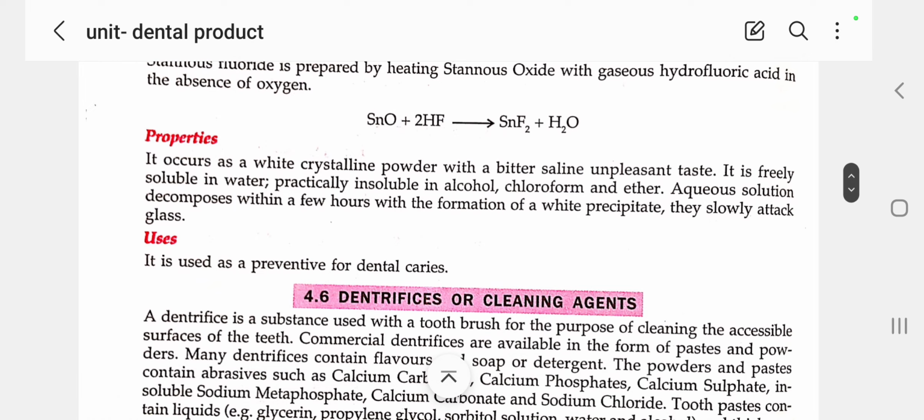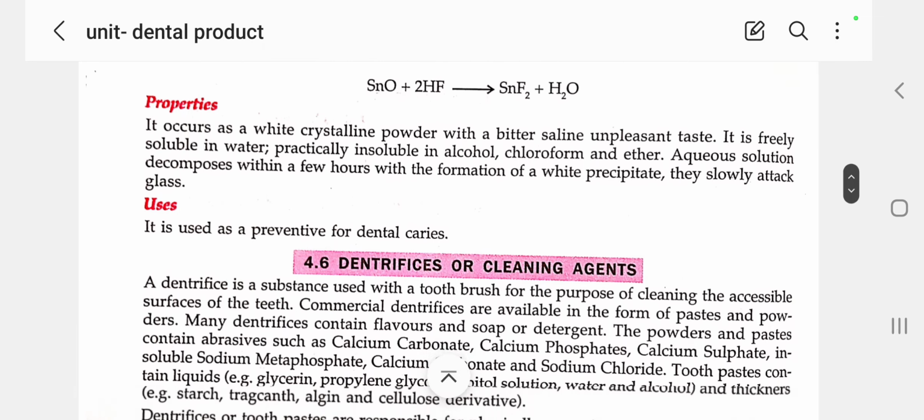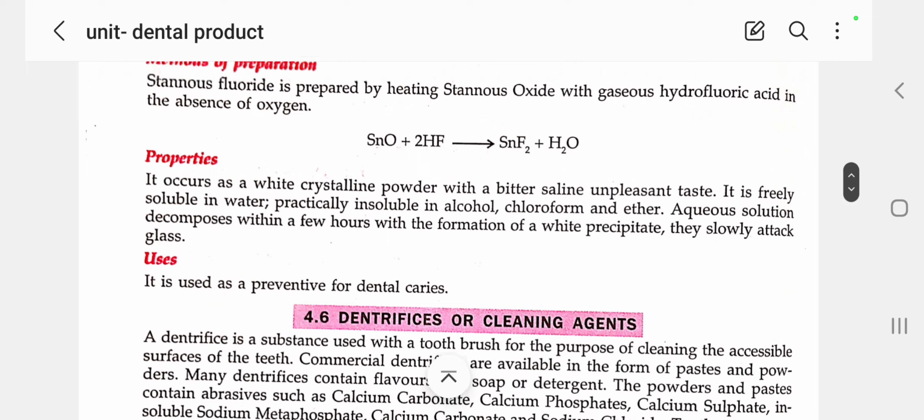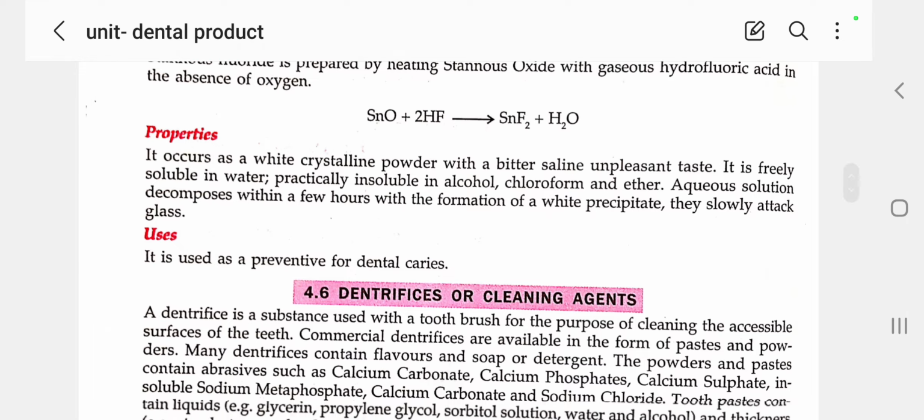So what are the uses here? It is used as a preventive for dental caries. Both stannous fluoride and sodium fluoride prevent dental caries. But the only thing we should concentrate on is the storage condition. Both are corrosive in nature, so they should be stored in a specific container like a Pyrex bottle. Care must be taken on storage conditions.